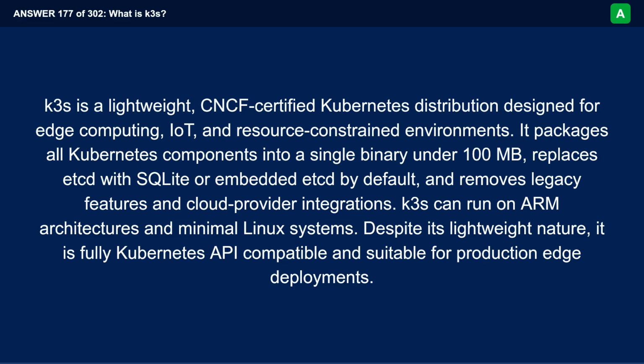It packages all Kubernetes components into a single binary under 100 MB, replaces etcd with SQLite or embedded etcd by default, and removes legacy features and cloud provider integrations. K3s can run on ARM architectures and minimal Linux systems. Despite its lightweight nature, it is fully Kubernetes API compatible and suitable for production edge deployments.